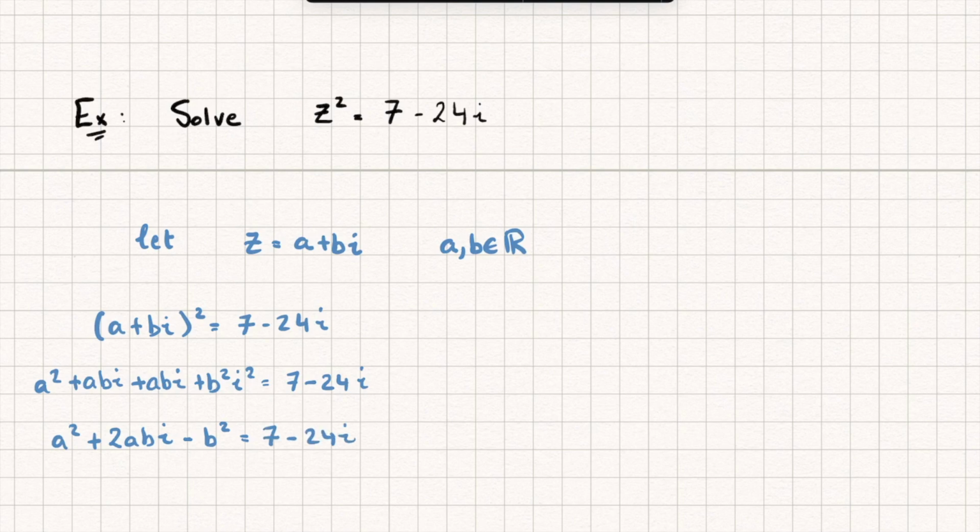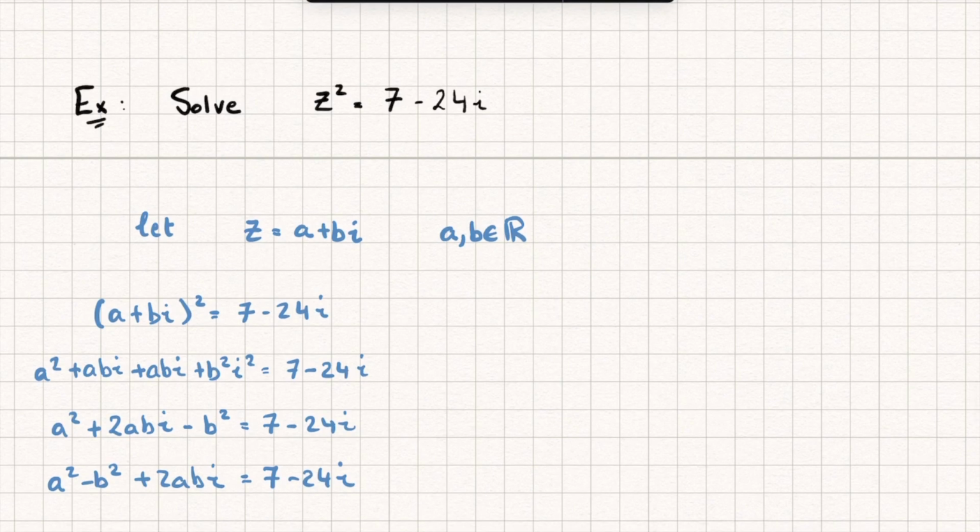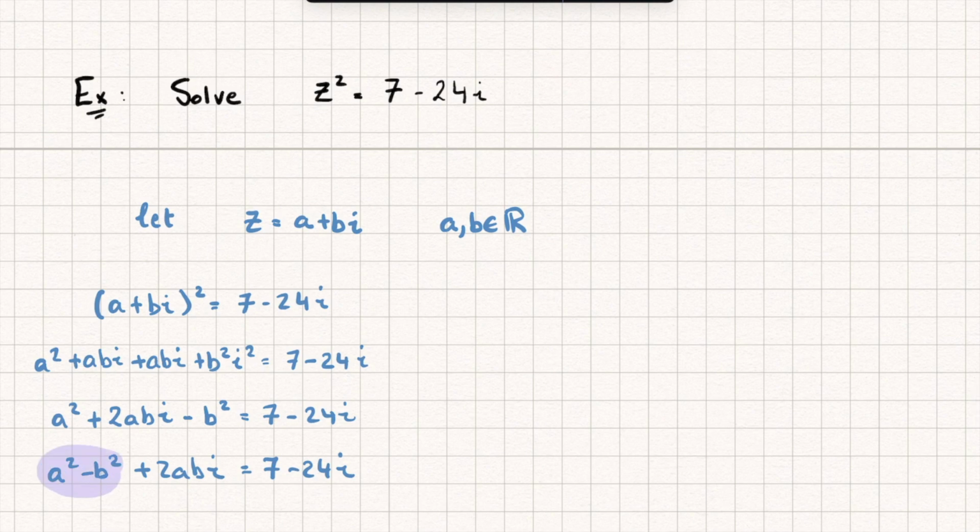Let's now put together the real and imaginary parts. So I've got a squared minus b squared plus 2abi is equal to 7 minus 24i. Let's think about what I said a minute ago: our two complex numbers are equal when the real and imaginary parts are equal. So that must mean a squared minus b squared is equal to 7, and it also must mean 2ab is equal to -24.